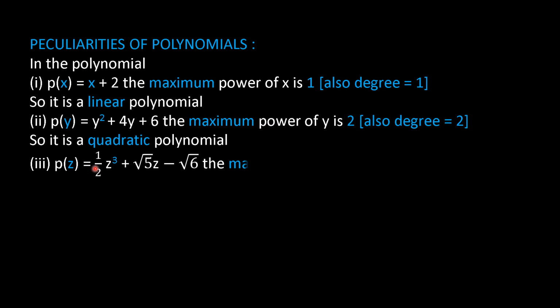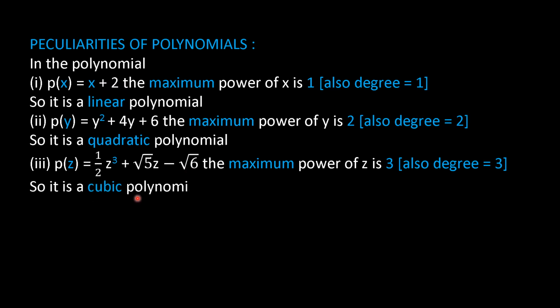P(z) = (1/2)z³ + √5 z − √6. In this polynomial, the maximum power of z is 3, which is also the degree of this polynomial. Hence, (1/2)z³ + √5 z − √6 is called a cubic polynomial.